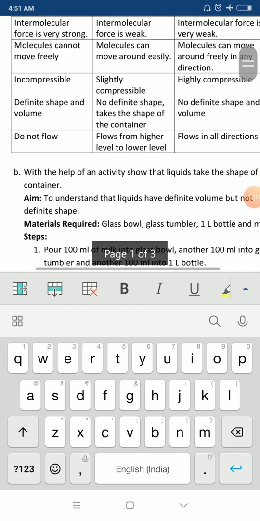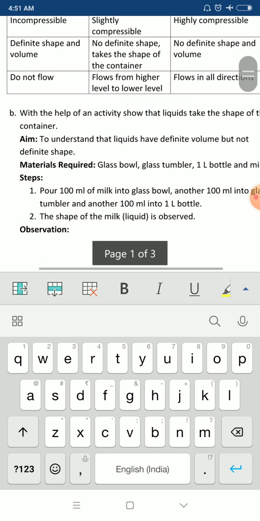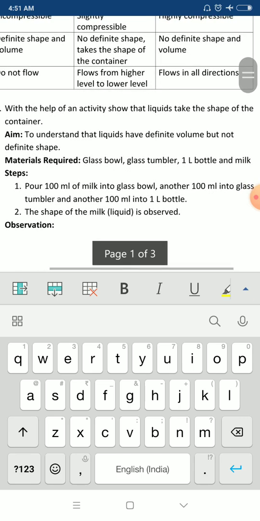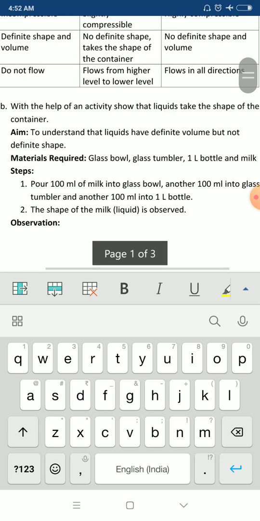Now moving to the second question. With the help of an activity, we should show that the liquids take the shape of a container. So first we will write the aim. What is the aim? That is to show that the liquids have definite volume but do not have a definite shape. So what are the materials required here? We take a glass bowl, a glass tumbler, a 1 liter water bottle, and milk.